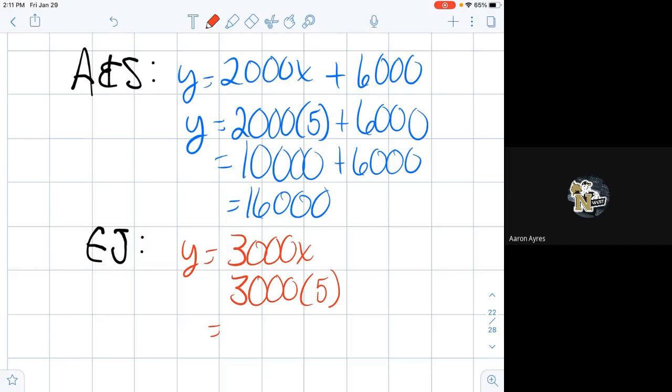Close. Try again. Just do 3 times 5 and add 3 zeros at the end. Make it a little bit easier. 3 times 5 is what? Add 3 zeros at the end. There you go. Little trick there.